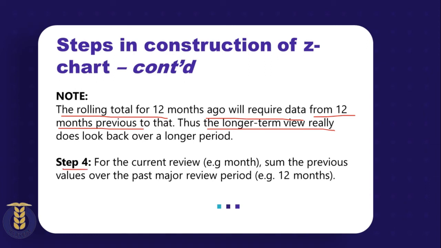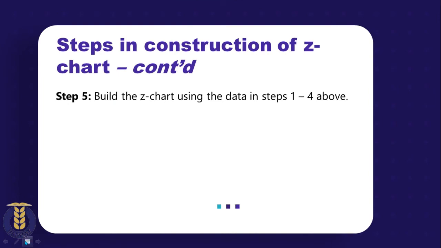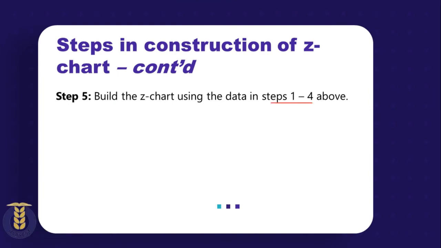Then step number 4, for the current review, that is a month, we sum up the previous values over the past major review period, which is the 12 months we are going to use today. Then finally, we build our Z chart using information derived from steps 1 and 4.